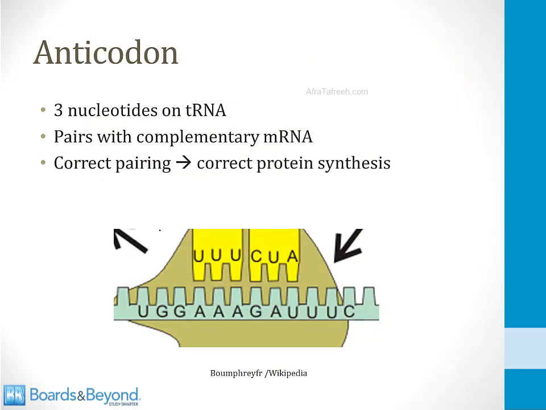So let's talk about the anticodon portion of the cloverleaf first. The anticodon is 3 nucleotides on tRNA that pairs with complementary mRNA, and correct pairing brings in the correct amino acids to synthesize the correct protein. So this is shown at the bottom of the screen here. We have a GAU on a piece of mRNA that is complementary to CUA in the tRNA, and therefore this molecule of tRNA, which has CUA, will bind here and bring in the appropriate amino acid.